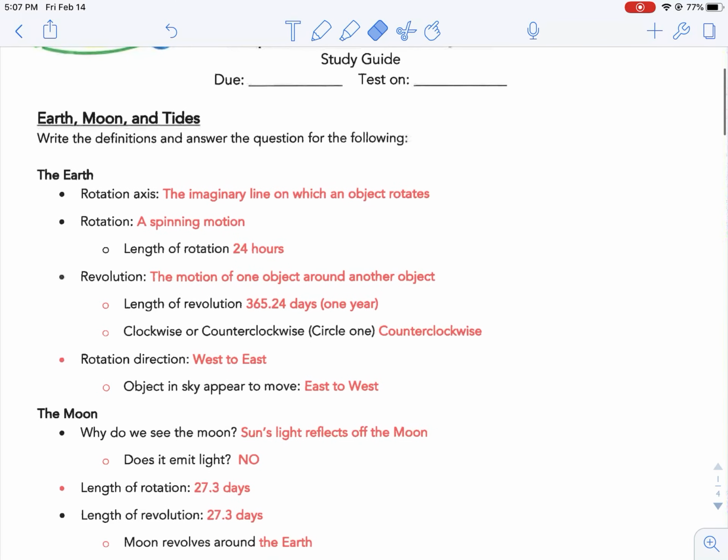So the Earth. We have a definition here: the rotation axis is the imaginary line on which an object rotates. So in our case, it's the imaginary line that runs from the North Pole to the South Pole. Rotation is a spinning motion. The length of rotation for Earth is 24 hours, so that is responsible for day and night. Okay, so you're going to need to know that.